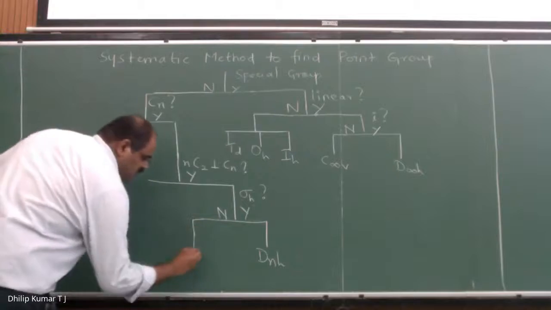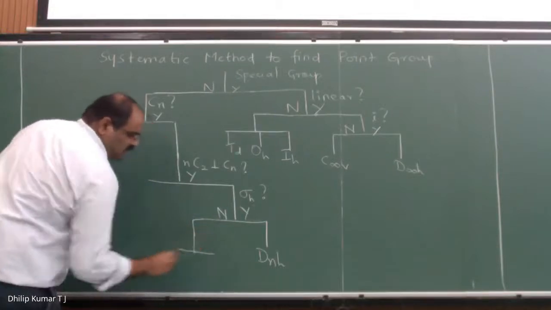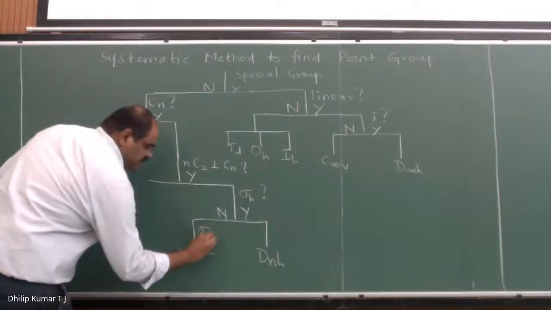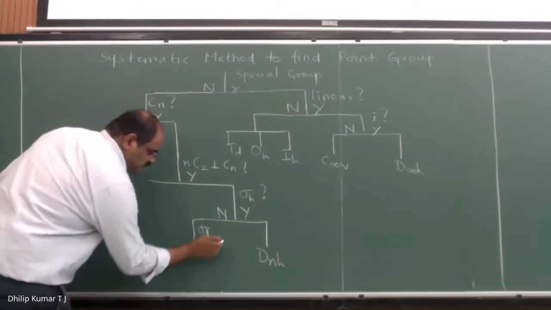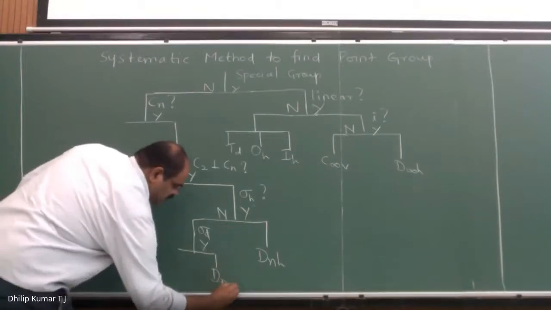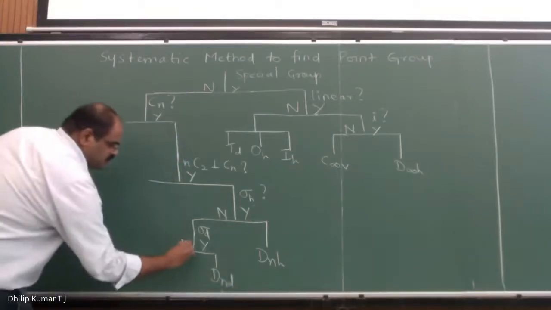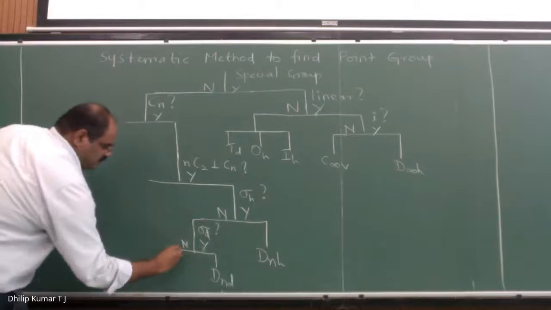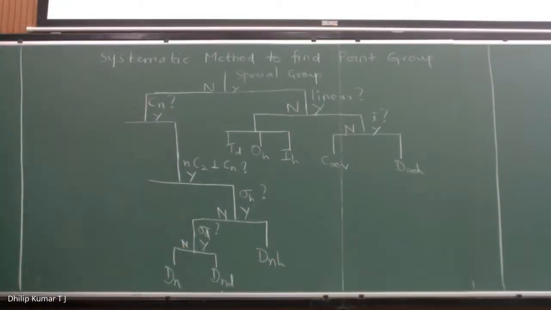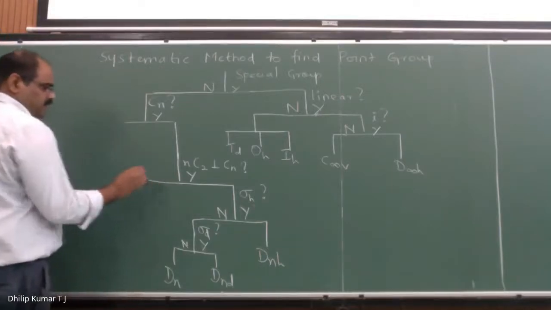So here again, how to differentiate Dnd and Dn? You check for sigma d plane. If it is yes, then this is Dnd. If the answer is no, then you call it Dn. Okay, so this is the way of finding out point group, and we left here, right?